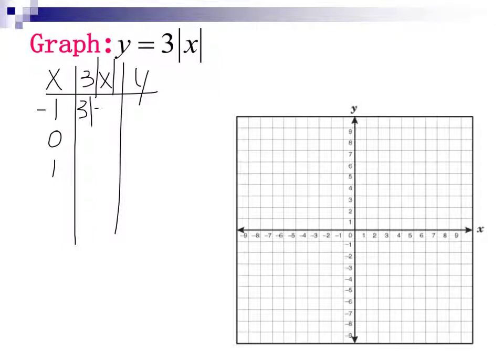So if we take 3 times the absolute value of -1, remember this becomes positive 1, times 3 will give us 3. Our 3 times the absolute value of 0 is simply going to be 0, and our 3 times the absolute value of 1 is going to be 3. So our ordered pairs are going to be -1, 3, which will put us here. Our vertex 0, 0, which will put us here. And our right side of the graph 1, 3, which will put us here.